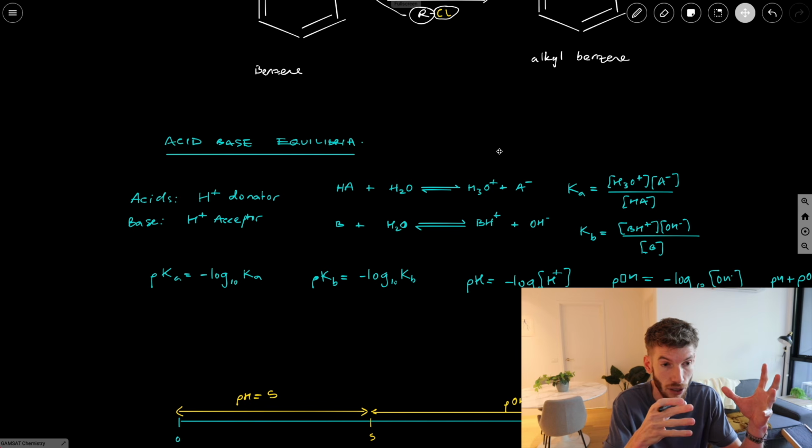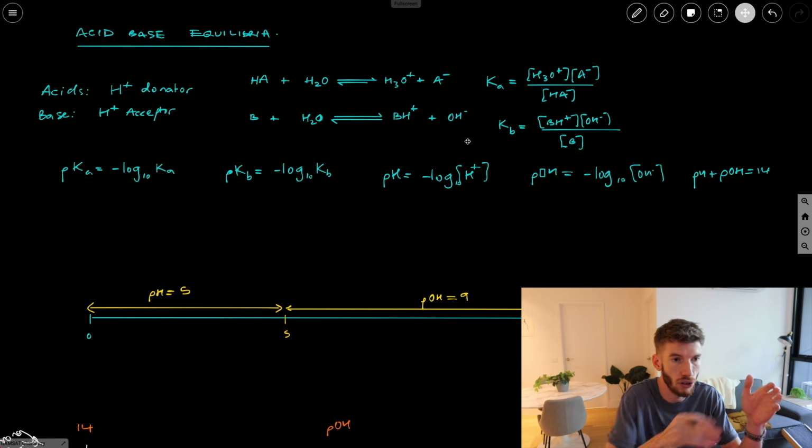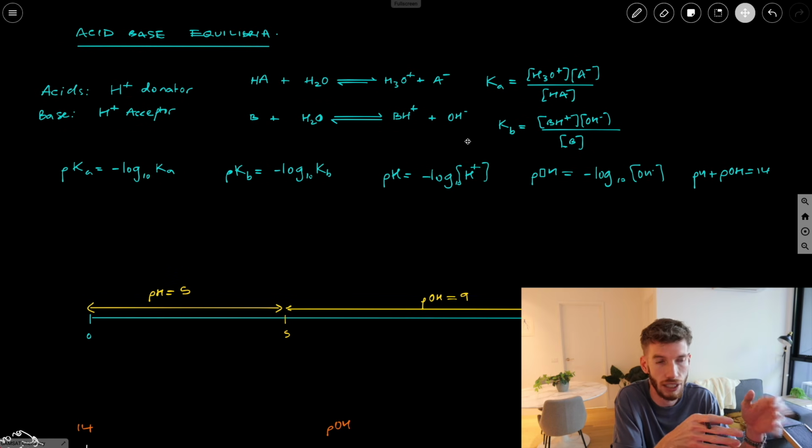So then next up, we've got some acid-base equilibria. Some of these formulas you will have seen in the maths video. Let's just quickly go through them. So first of all, acids and bases on the left here. Acids are proton donors, bases are proton acceptors.